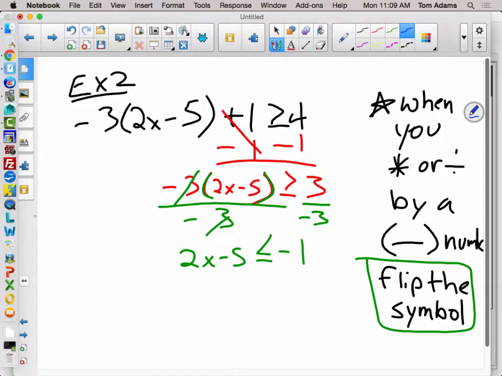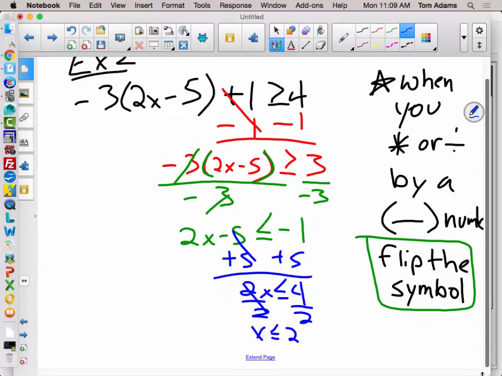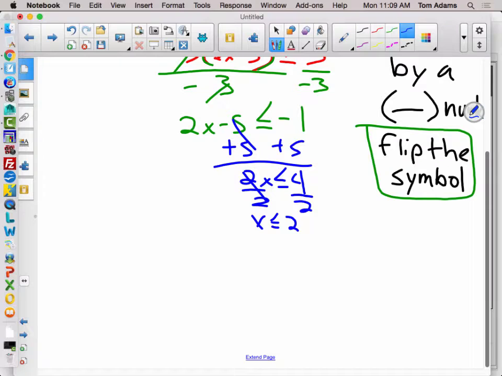Alright, so now we're going to add 5 to both sides. These cancel, and I get 2x is less than or equal to 4. Divide both sides by 2. And I get x is less than or equal to 2. Now the only thing that might not be a bad idea is to double check our answer and see if our answer works.